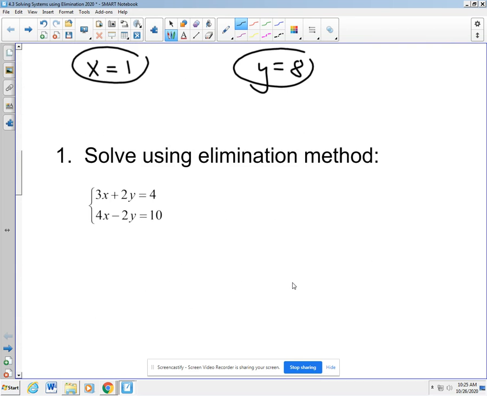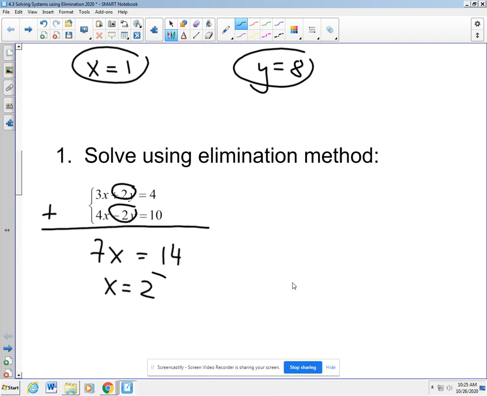So, question number one. Solve using the elimination method. Step number one, line up the variables, and they are. Step number two, can you eliminate one of the variables? And the answer is yes. Did you notice 2y and -2y, they are opposites. So right away, we can add them vertically. 3x plus 4x is 7x. 2y and -2y is 0, and 4 plus 10 is equal to 14. Divide by 7, divide by 7, x is equal to 2.